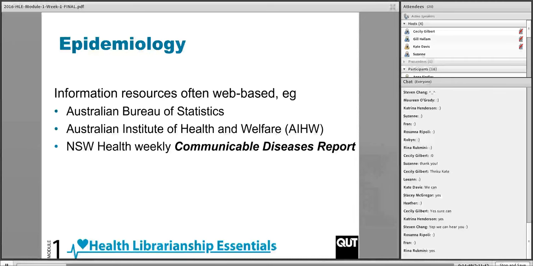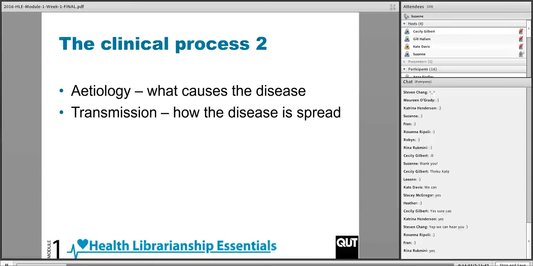Okay, so following on from epidemiology, the next stage in the clinical process is etiology or causation. So yes, etiology is really just a fancy word for causation.